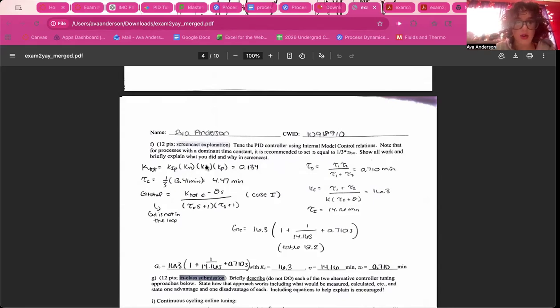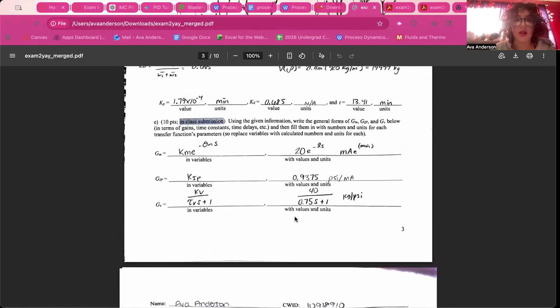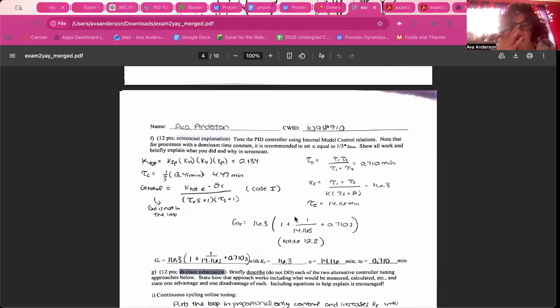To find K total, you multiply all of the K values together. You're going to be getting 0.134. To find G total, you do this exact same thing with the G values, except Gd is not in the loop, so we're not including that there. A lot of the G values are actually found up here, but that was in class portion, so I'm not going to go over that.